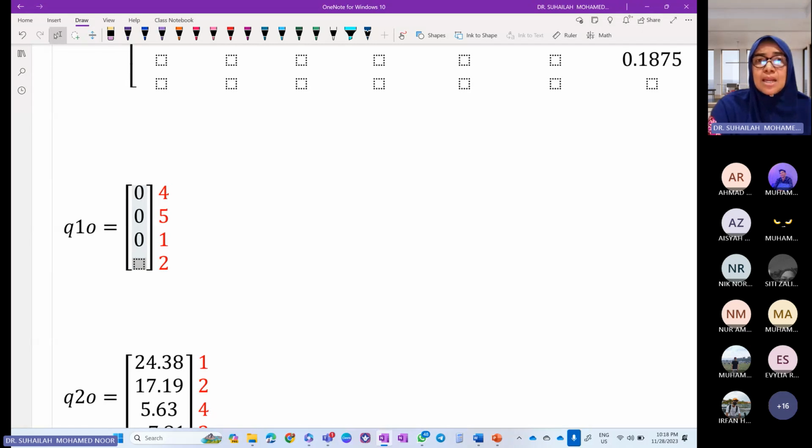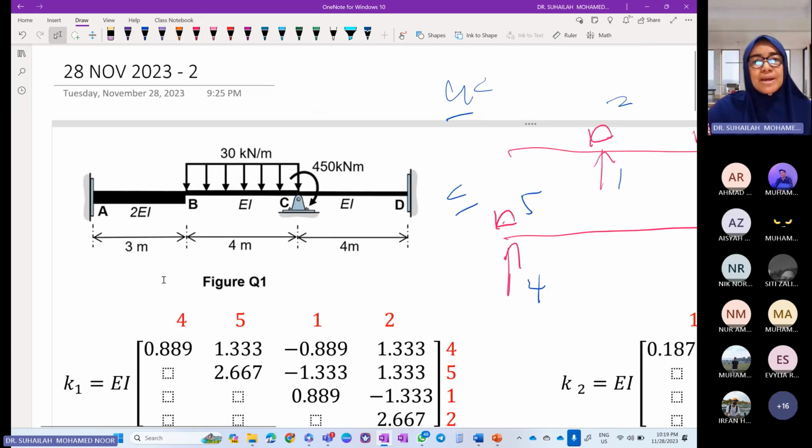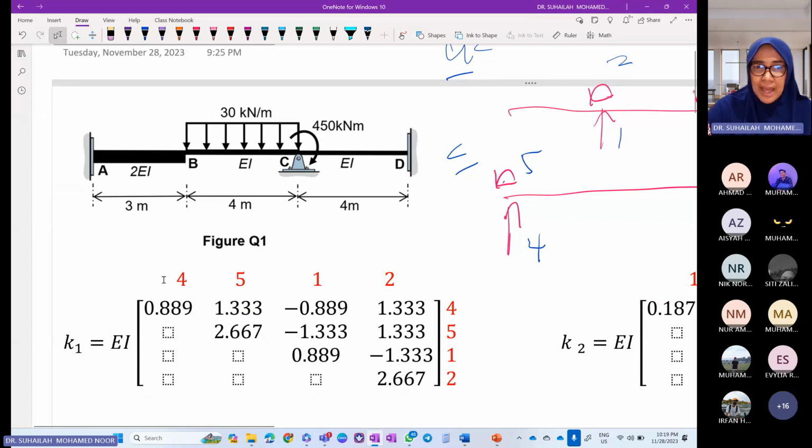If there is a load at A or a load at B, it is Q, not Q naught. If there is a point load subjected directly at A or at B, or a moment, that is Q, not Q naught. So Q1 naught is 0. Q2 naught means we need to refer to member BC. Member BC has a UDL of 30 and a 4 meter length.